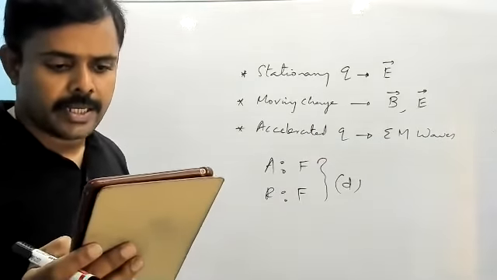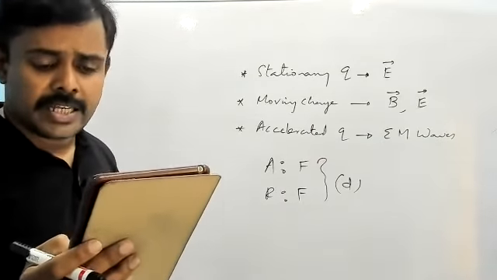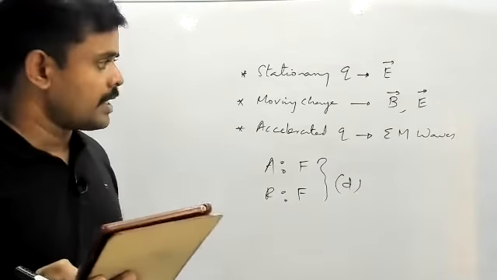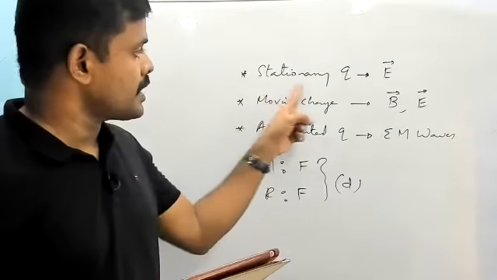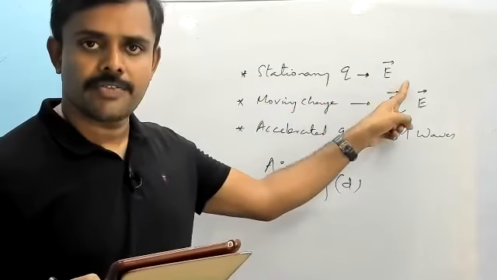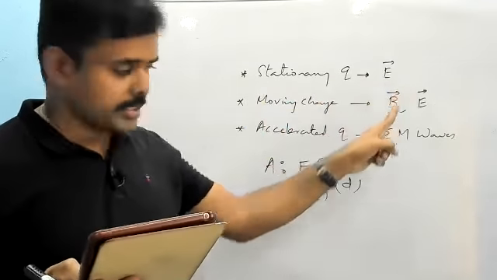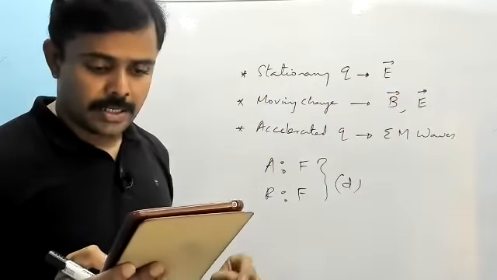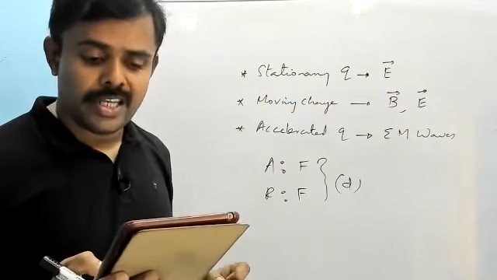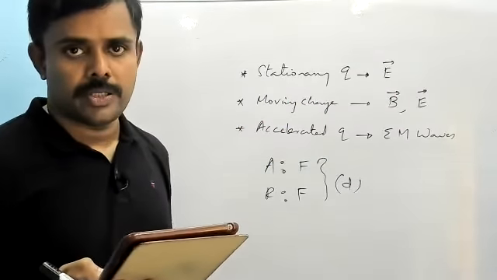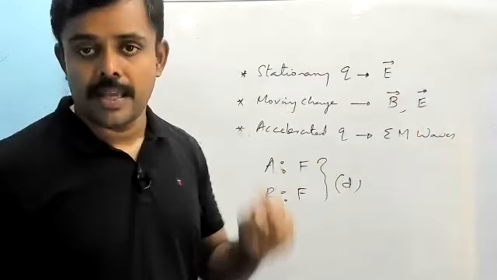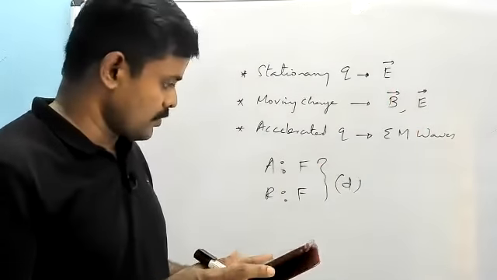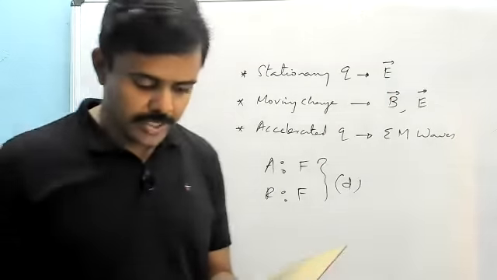Let us read the statements again. A charge, whether stationary or in motion, produces magnetic field. No, stationary charge can never produce magnetic field. Zero. So the assertion statement is false. Reason: moving charges produce only electric field in the surrounding space. That is wrong. Moving charges produce magnetic field as well as electric field. So that is also false. Assertion is false, reason is false. So answer is option D.